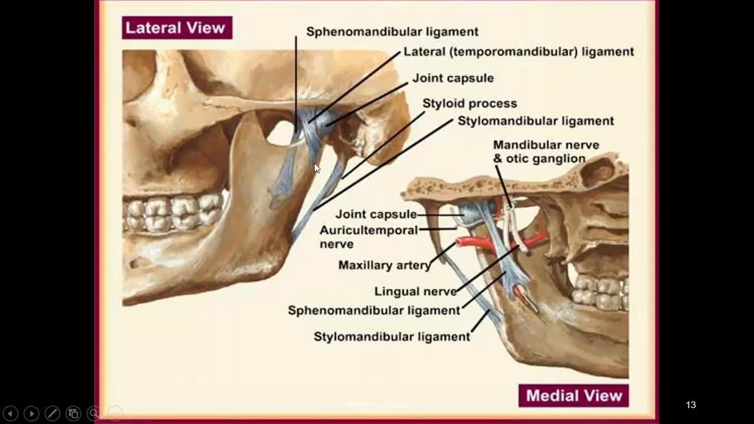Here we can see this lateral ligament. As I told you that it is attached to the articular tubercle on the zygomatic process of the temporal bone, and it runs distally posteriorly in order to gain attachment to the condylar neck. This is the joint capsule. This is the sphenomandibular ligament. It is on the medial side of the ramus.